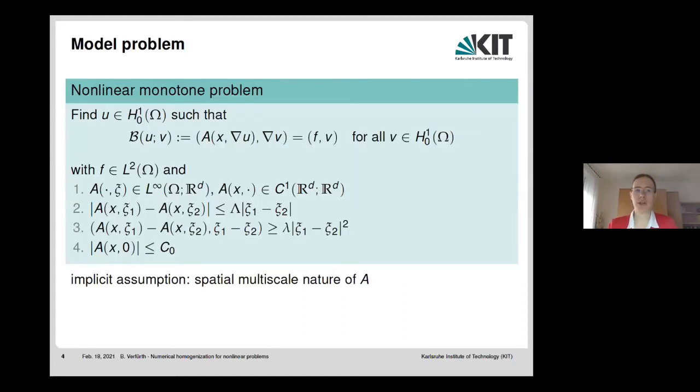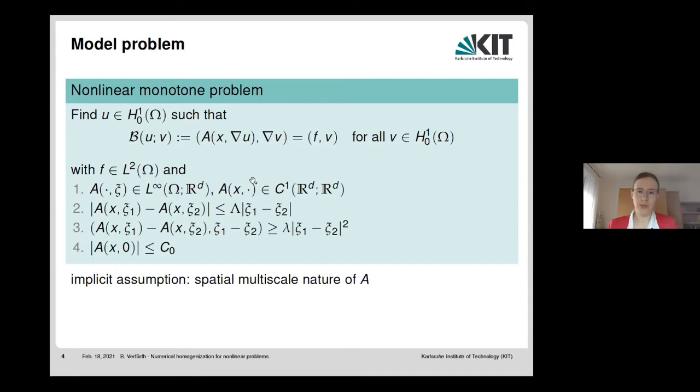We're looking at the following model problem in a variational form. We seek a weak solution U in H10 of the following problem, where the left-hand side will in the future be abbreviated by this calligraphic B. We have a right-hand side F in L2, and we have a nonlinearity depending on the spatial variable X and this vector here. With respect to the spatial variable, we only assume L infinity regularity, and implicitly we think of multiscale variations in A, as you've seen on the very first page.